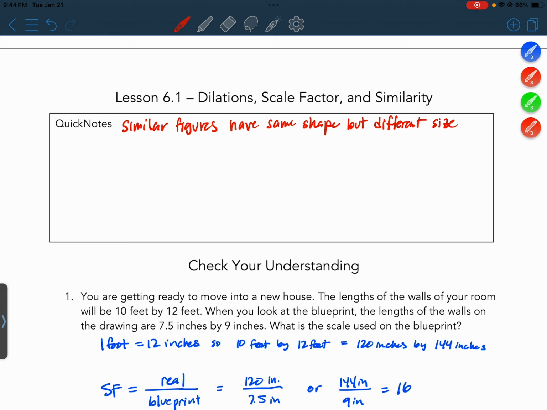The second note is this idea of a scale factor. So when we enlarge or reduce an image, we have to use the same scale factor to do it. So all the side lengths are enlarged or reduced by some scale factor.